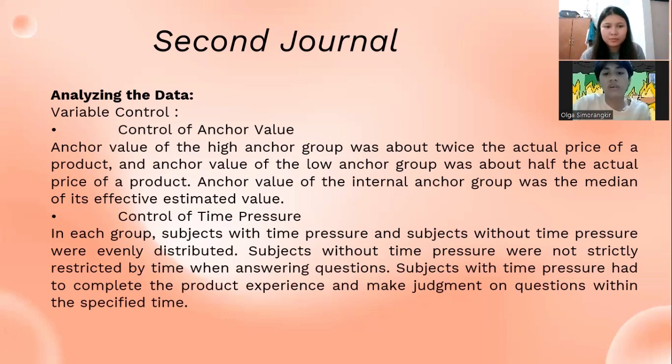The anchor value of the internal anchor was the median of its effective estimated value. For the control of temperature, in each group, subjects with time pressure and subjects without time pressure were evenly distributed. Subjects without time pressure were not strictly restricted by time when answering questions, and subjects with time pressure had to complete the product experience and make judgments on questions within a specific time.